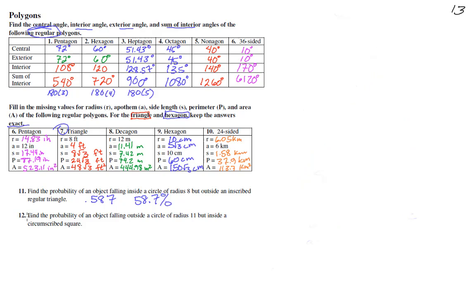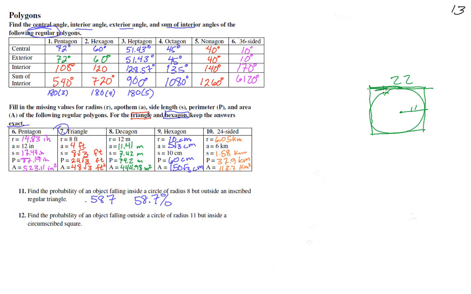Cool. Number 12, find the probability of an object falling outside of a circle of radius 11, but inside a circumscribed square. So we have a circle here, and then we have a square, like that. So the radius is 11 here. Alrighty, so notice that's the apothem of the square. Well, this is kind of interesting. A square is nice. We could connect up there and do a 45-degree angle, but we have some other options here. If this is 11, then the whole square has side length 22.